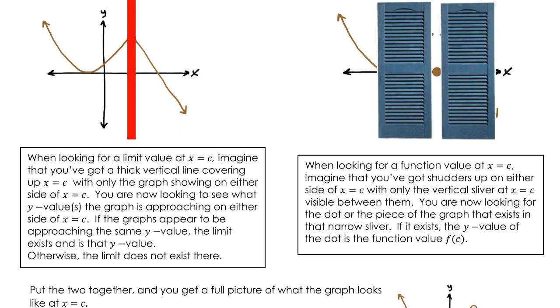To wrap this up, here's some awesome pictures. What this is saying is when you're looking for a limit, who cares about this? We don't care what's going on at the value. So you can almost cover it up. It's totally irrelevant. You just care about coming in from the left and the right, and do they match up?